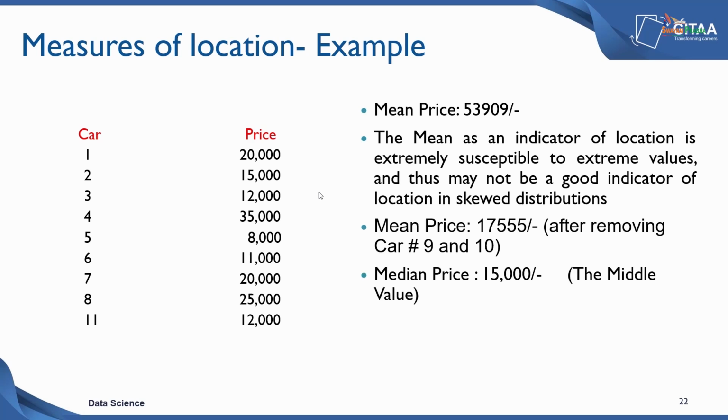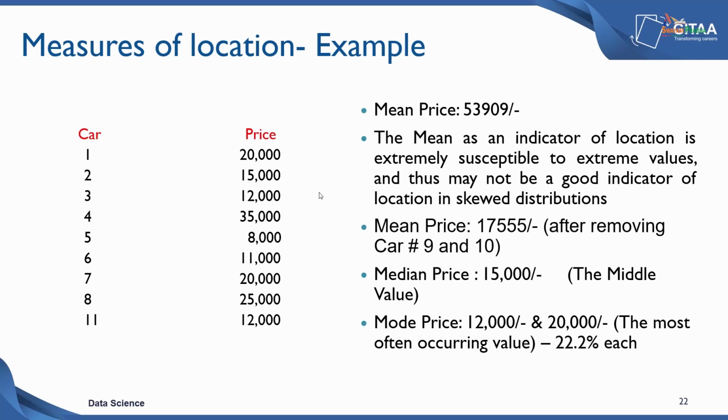The median gets adjusted to 15,000, which again is well representative of the data, and the mode still remains the same, 12,000 and 20,000, occurring 22.2% of the time each. So the real learning is that the mean is an indicator of location that is very susceptible to extreme values, and the median is not. The median is also susceptible, but not greatly in large data sets. And therefore the mean is not a good indicator of location in skewed distributions.